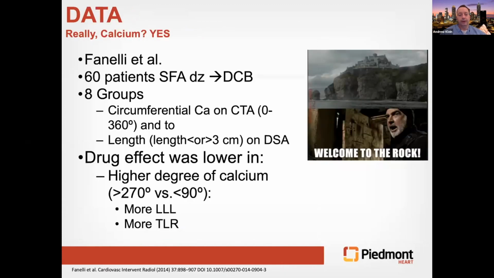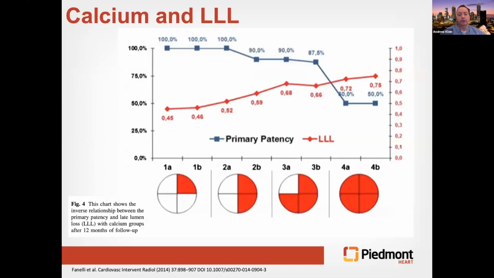So really, calcium, does that make a difference? And Sahil talked about Fanelli's original paper here. This actually was a paper of 60 patients who had SFA disease and got DCB, and he divided them into groups based on circumferential calcium on CT angiograms. So this is relatively novel. Look at the year here, 2014, and this was the foray into this outside the lab and looking at length, but it also showed that the higher the degree of calcium, the more circumferential calcium, the lower the drug effect was. You got more late lumen loss and more need for target lesion revascularization.